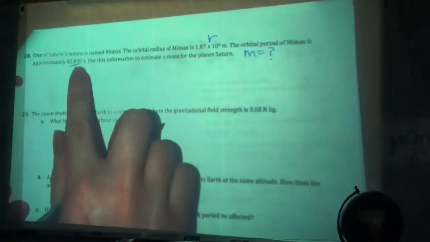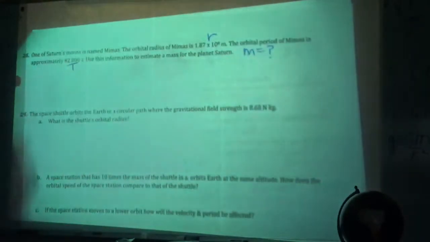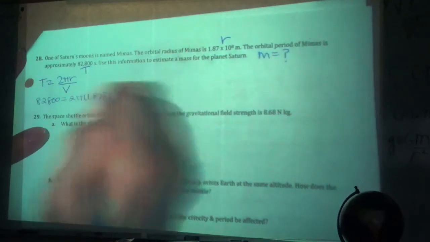If you notice, there's not an equation with these 3 letters in it. So we're going to use the T equation because I have T. The T equation is 2 pi r over v. If I have T and r, then I can find the velocity. So we plug in 82,800 equals 2 pi 1.87e8 over v. When your unknown is on the bottom, you need to multiply it up like this, and then divide the 82,800 over, and that gives me my velocity is 14,190 meters per second.